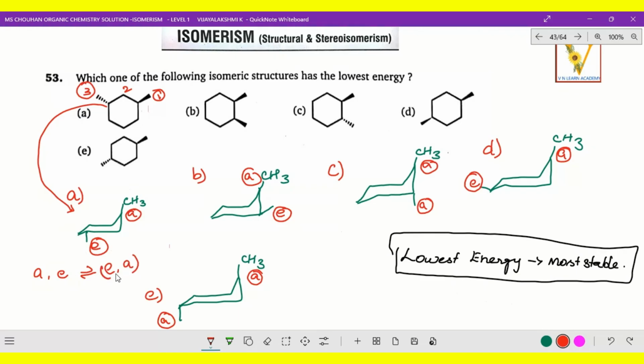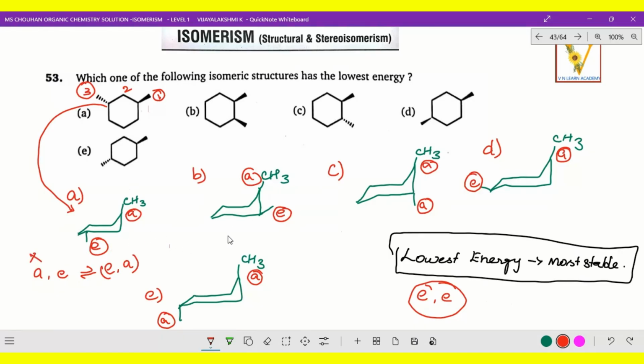Now actually, which is most stable? Equatorial position only is most stable. So you have to find both the side equatorial. That means E and E you have to get. So the first one will not be more stable.